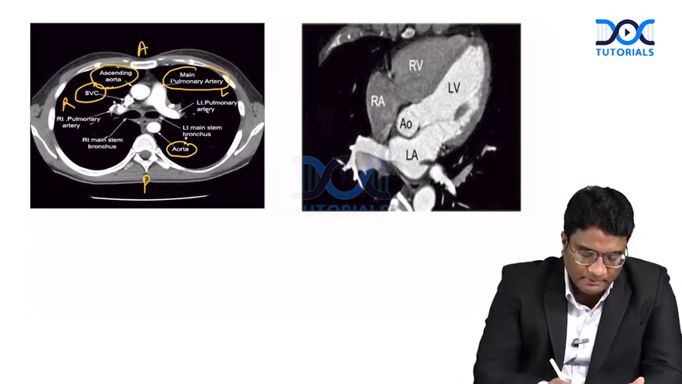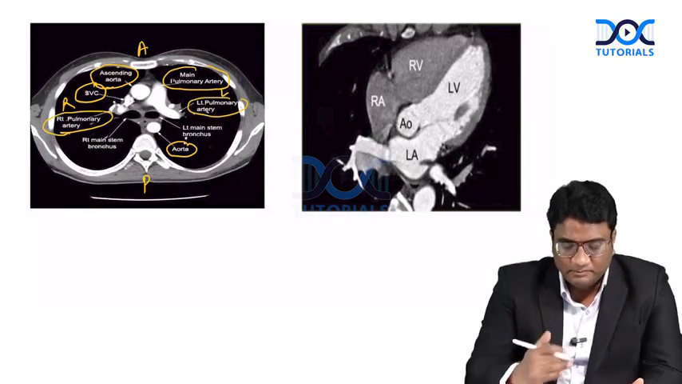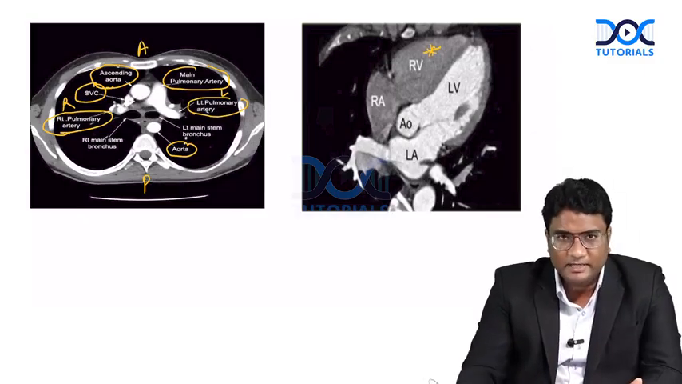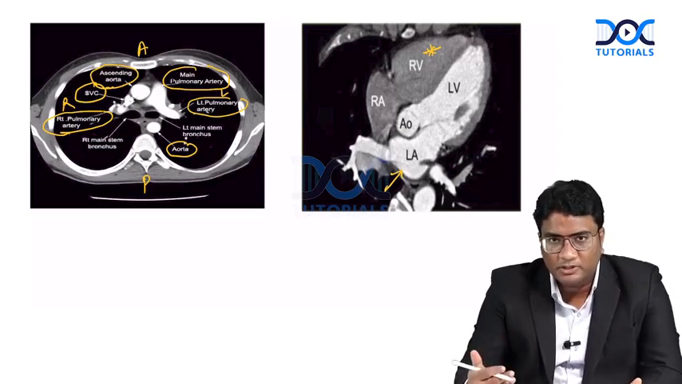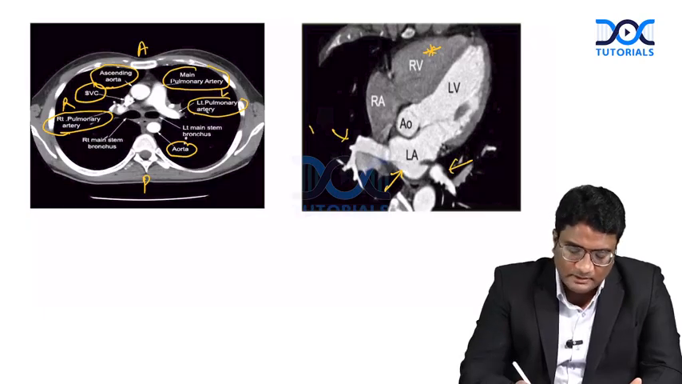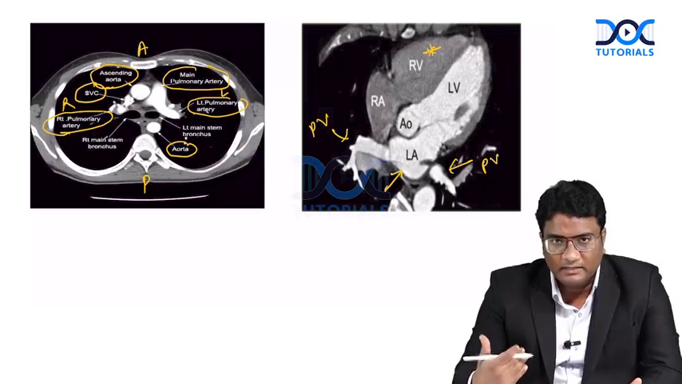You're also seeing the main pulmonary artery dividing into right pulmonary artery and the left pulmonary artery. And when you look at the section of the heart, below this, you will see the most anterior chamber as the right ventricle, most posterior chamber as the left atrium. And these are your pulmonary veins, which are opening into your left atrium. So the right ventricle, the left atrium.